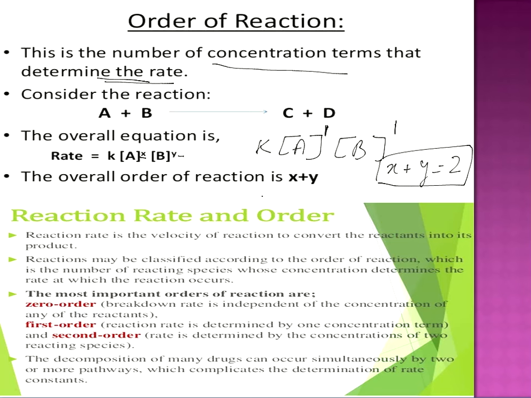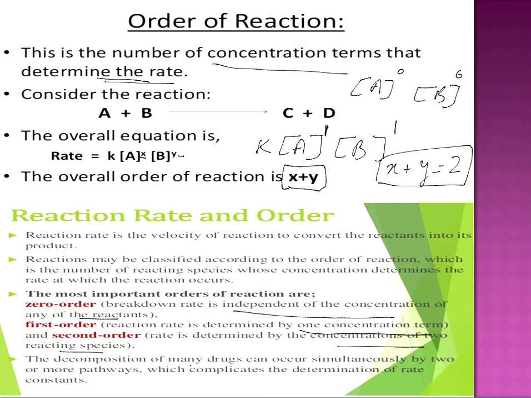By addition of these powers, we will get the reaction order. Okay, zero order is independent of the concentration of any reactant. Zero order is not dependent, because there is no use of the concentration of the reactant. In first order, it is dependent on one concentration term, and in second order, it is dependent on the concentration of two reacting species. So zero order, first order and second order, you have to study in the 12th class.